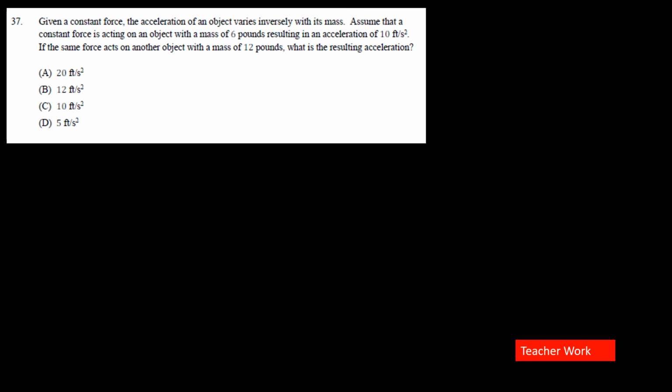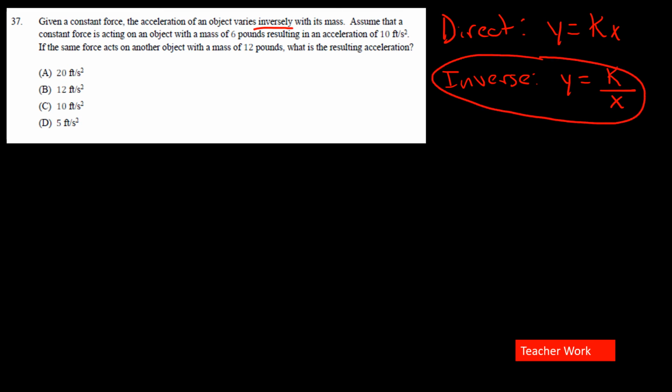So this one says a constant force, the acceleration of an object varies inversely. So we have direct and inverse variation happening here. If you remember, direct variation is y equals k times x, and inverse is y equals k over x. This one says that it's varying inversely, so we're going to use this equation.